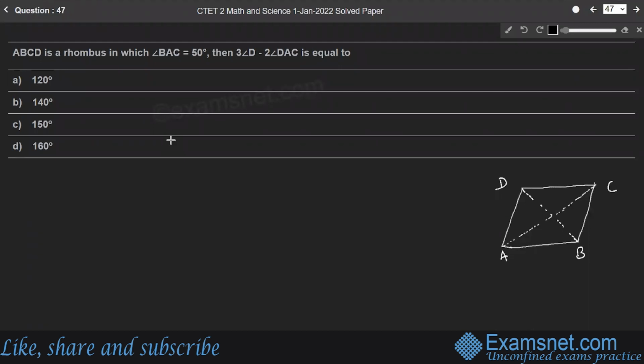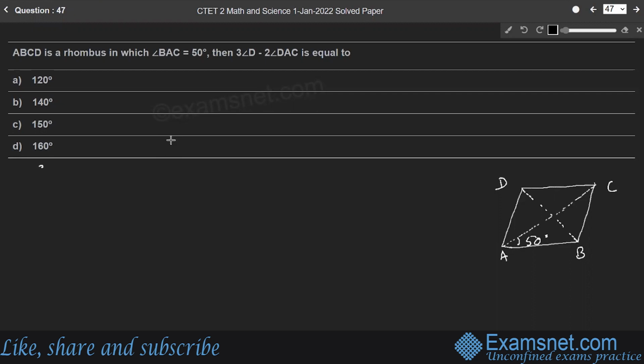Question number 47. ABCD is a rhombus in which angle BAC is 50 degrees. Then 3 times angle D minus 2 times angle DAC is equal to what? Here in this rhombus ABCD, angle BAC is 50 degrees. The diagonal AC divides the angle BAD into two equal angles. That is, if angle BAC is 50, then angle DAC is also 50 degrees.